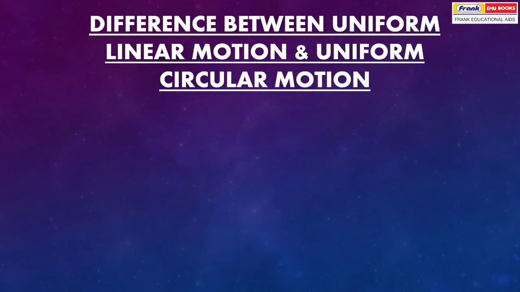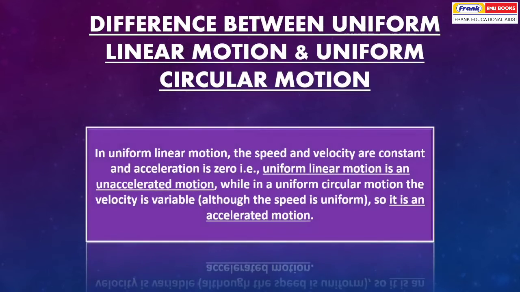Difference between uniform linear motion and uniform circular motion. In uniform linear motion, the speed and velocity are constant and acceleration is zero. That is, uniform linear motion is an unaccelerated motion, while in uniform circular motion, the velocity is variable, although the speed is uniform, so it is an accelerated motion.